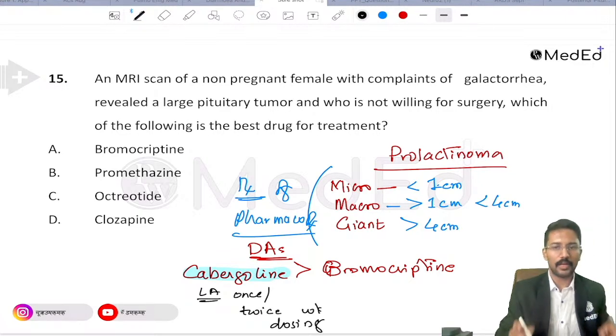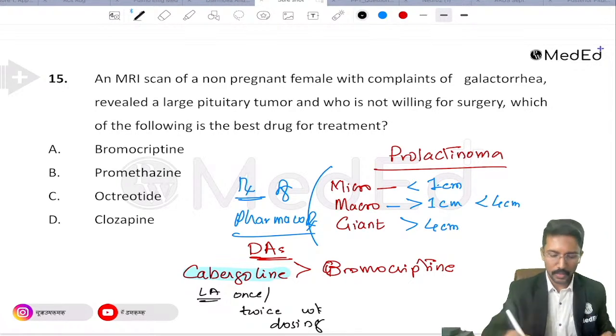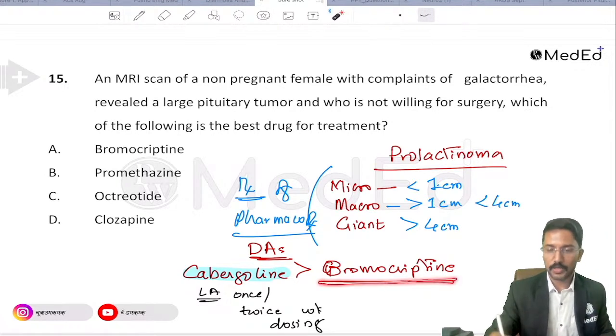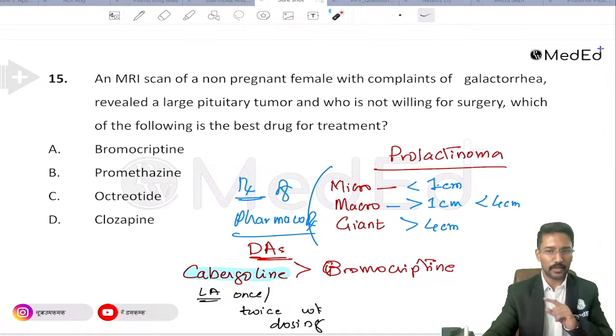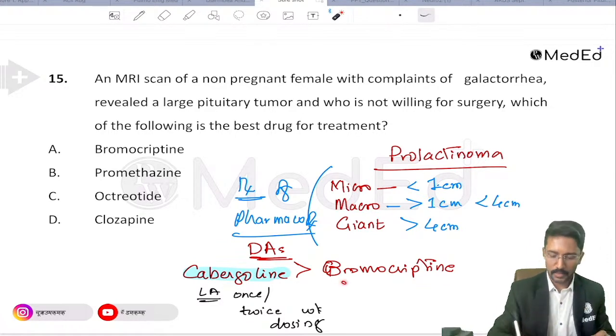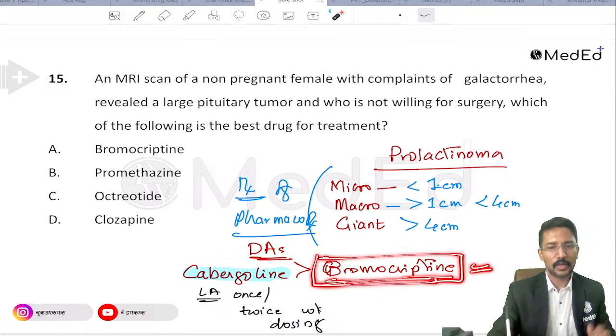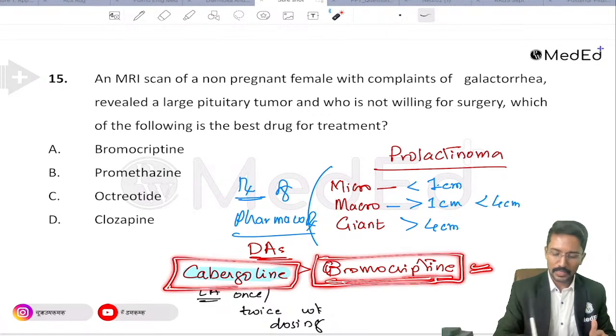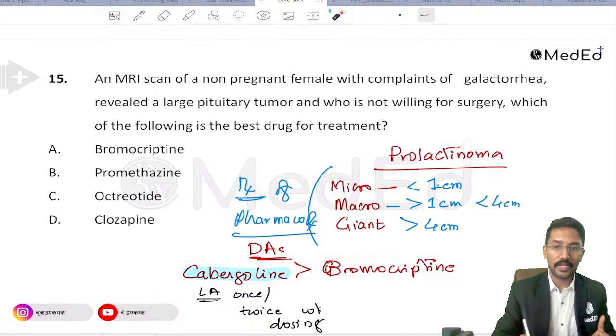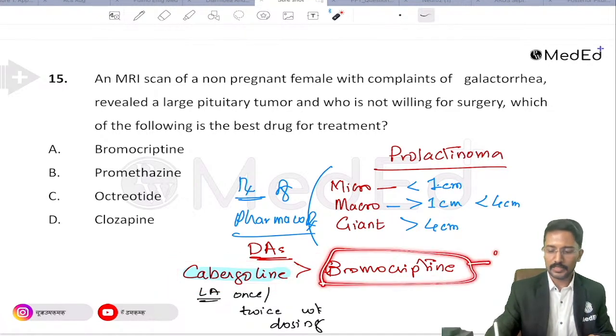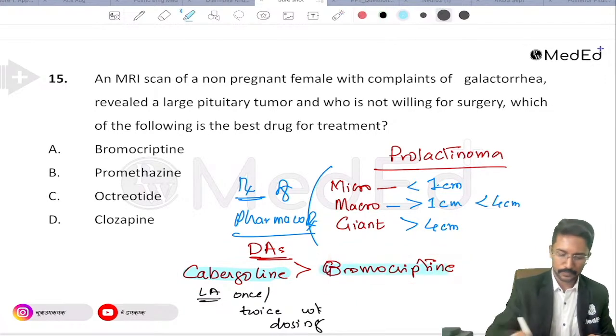Because it is long acting, once or twice a week is enough. Bromocriptine needs to be taken multiple times a day, not even like OD. You need to give it TID or QID multiple times a day to achieve the result. So that is why it has fallen off preference. The preferred agent right now is cabergoline. Okay, only in pregnancy, if you need to continue dopamine agonist, we give bromocriptine, right? It is preferred in pregnancy.